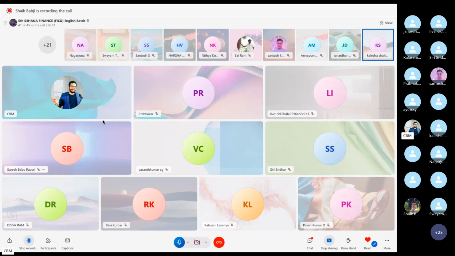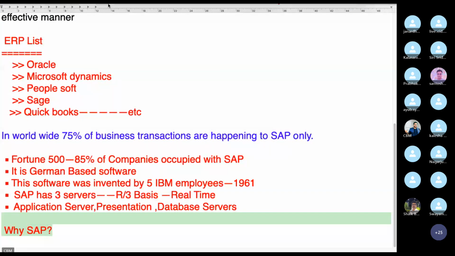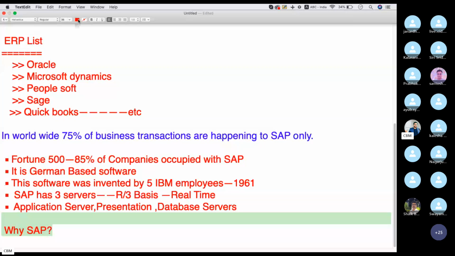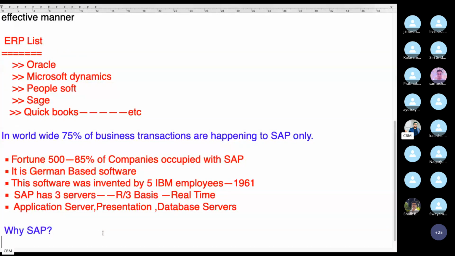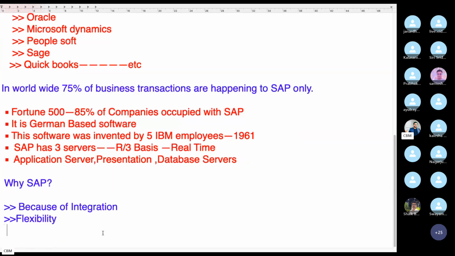Yes, this is one of the important and valid points, but I will add some more points here. Why SAP? Because of integration. The integration facility is much better in SAP compared to other software and other ERPs. Because of integration, because of flexibility, because of reliability, because of trustworthiness.